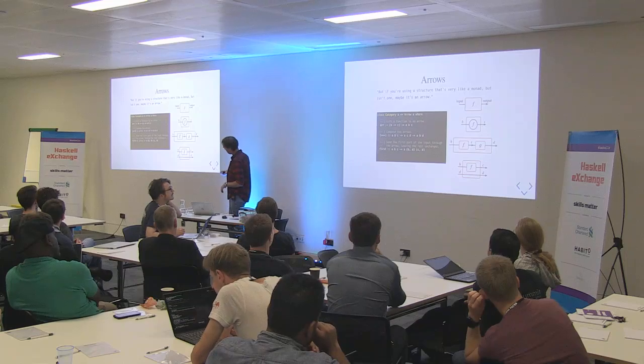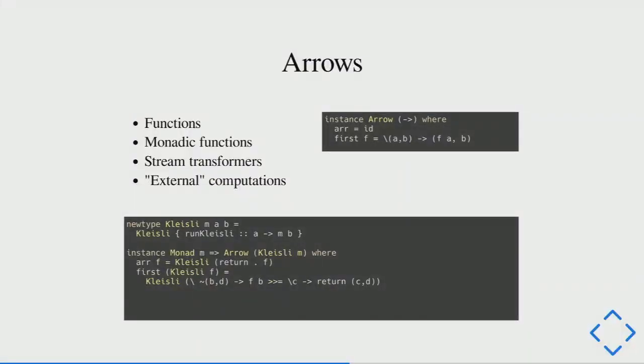These are interesting because they generalize a lot of the stuff that we think about our computations in. Functions are an instance of this. I can very easily define the arrow instance for a function, but also monadic functions. These are the so-called Kleisli arrows of a monad. So given a monad, if I have a function a to m b, then that itself is an arrow. And also other things like stream transformers, which are mentioned in the original paper.